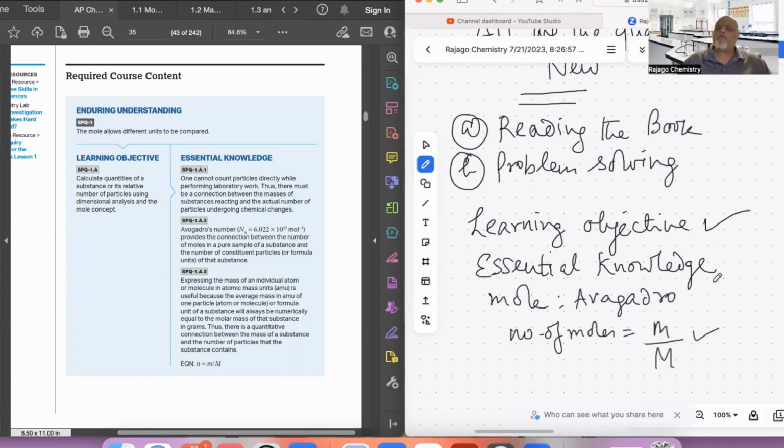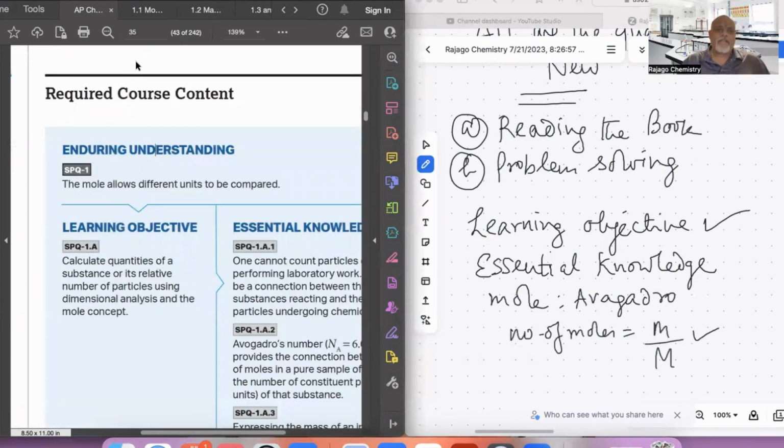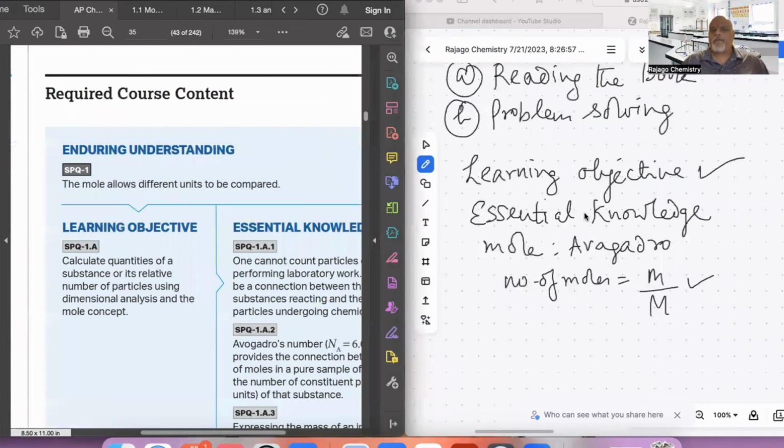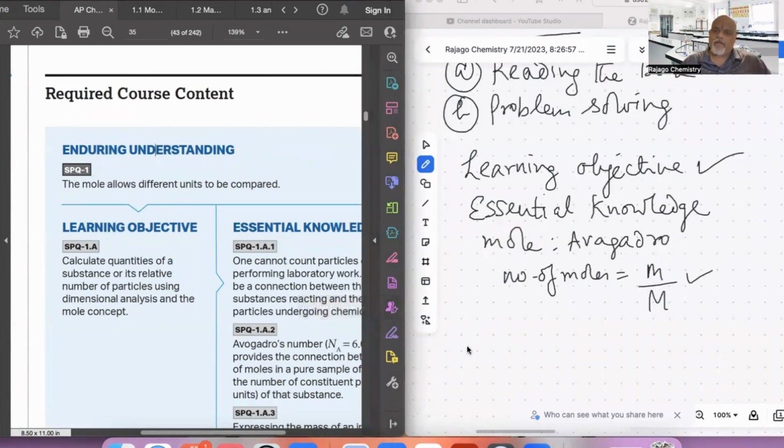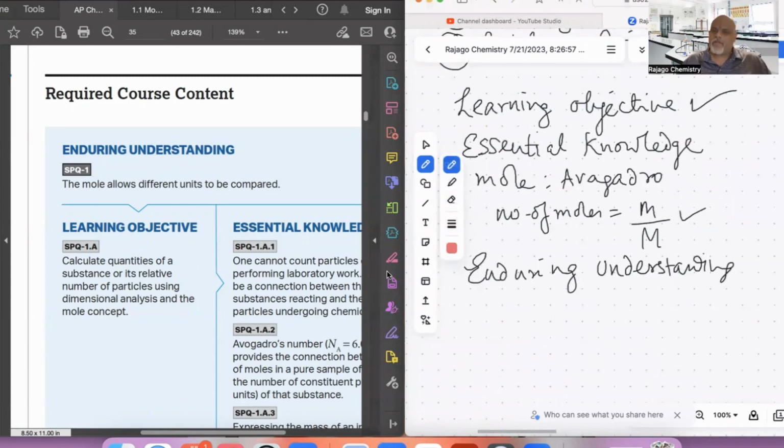They are going to do several problems like this, but not even one problem that they do at school or practice is going to come in the exam. So that's where the most important part comes in, what is called the enduring understanding. The enduring understanding is the most important thing here: the mole allows different units to be compared. Basically, all the students must have a clear picture of what they have understood, and they should be able to apply this in new scenarios. This is the most important.